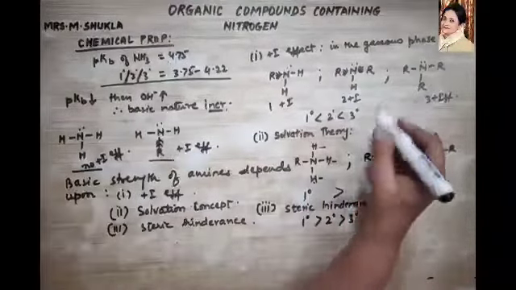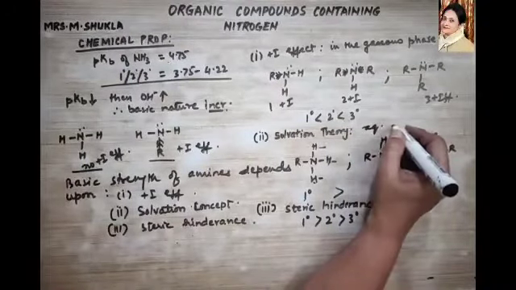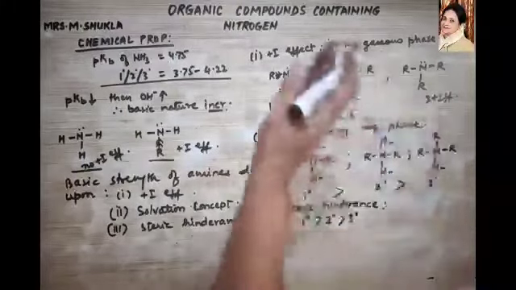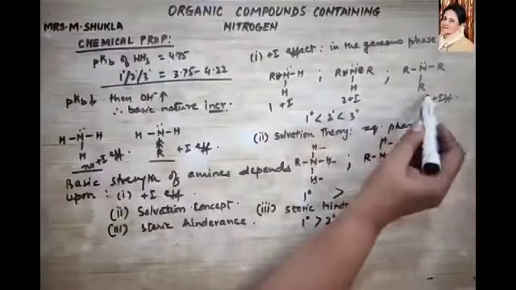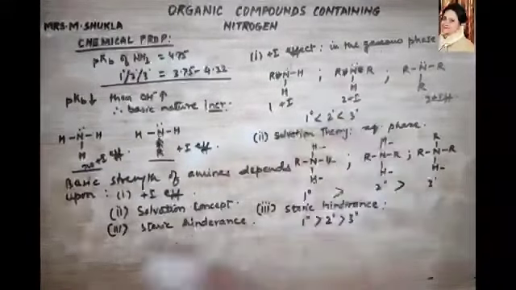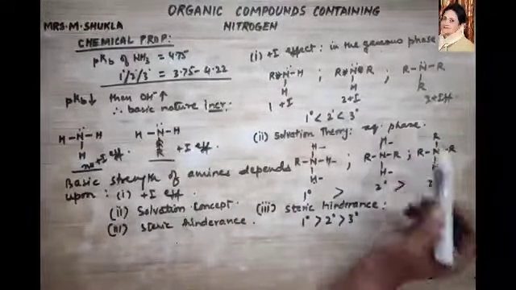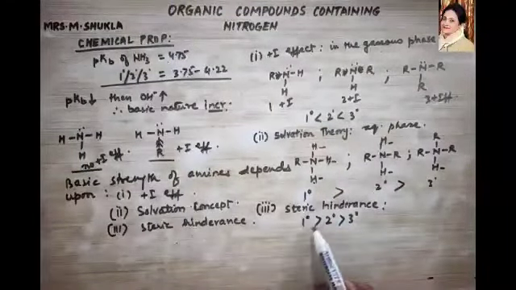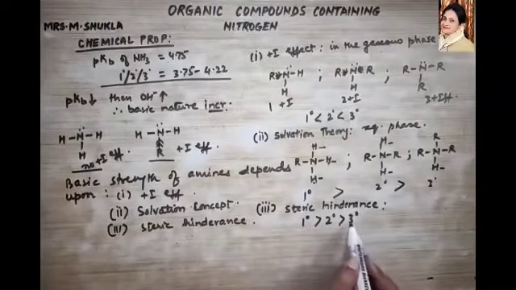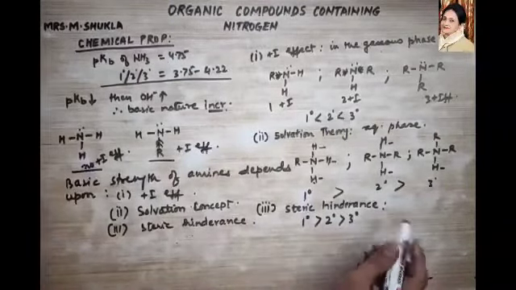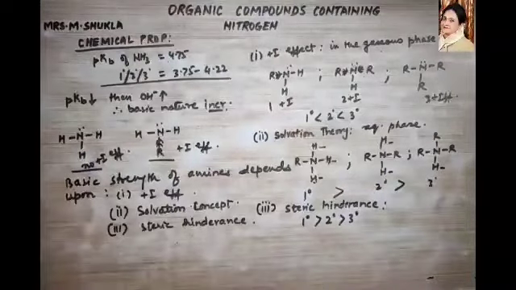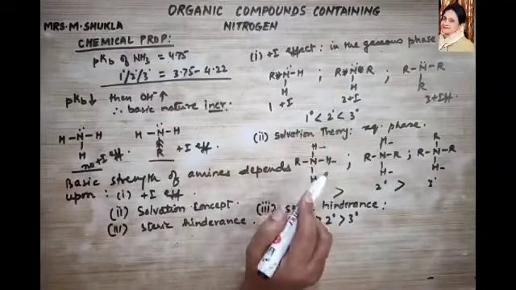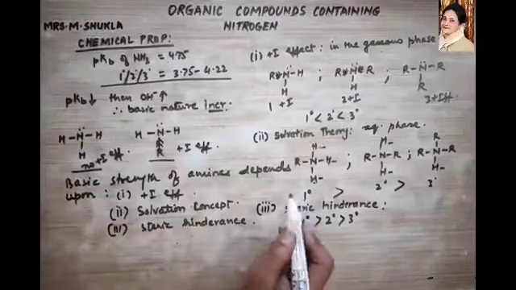But this was in the aqueous state, I forgot to tell you; this is in the aqueous phase and the other is in the gaseous phase. So in the gaseous phase the tertiary amine is more basic in nature than the primary amine, whereas in the aqueous state the primary amine will be more basic than the tertiary amine, and due to steric hindrance also the primary amine will be more basic than the tertiary amine, right? Now the substituent R group also plays a very important role in understanding the basic strength of the amines.